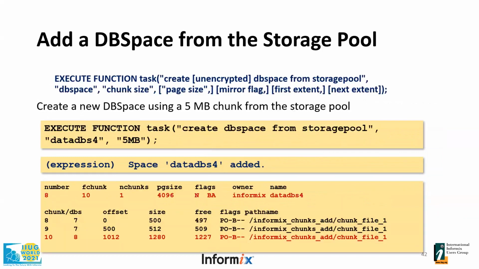Now, we've been adding chunks from the storage pool. We can actually create a whole dbspace from a storage pool. The syntax is almost the same: create dbspace from storage pool. We give it the name of our new dbspace and how big we want it. Here we've created a dbspace, datadbs4, and it was allocated from an entry in the storage pool. Again, we're using offsets because Informix found there was enough room in the existing file, so it said, oh, there's a little bit of space here I can use to satisfy this request. So it's a real easy syntax now just to create a dbspace.